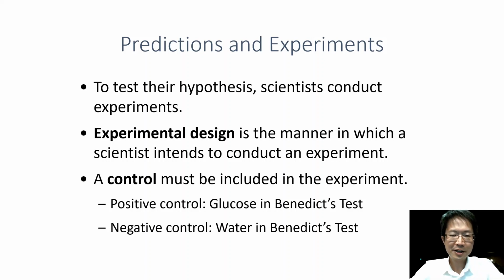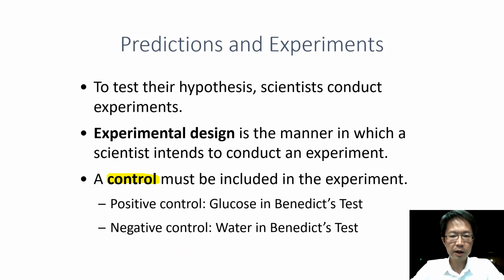In order to test the hypothesis, we need to do an experiment. And after we use if-then logic and deductive reasoning to design the experiment, we also need to have something called control. Control versus experimental group is a very important concept.